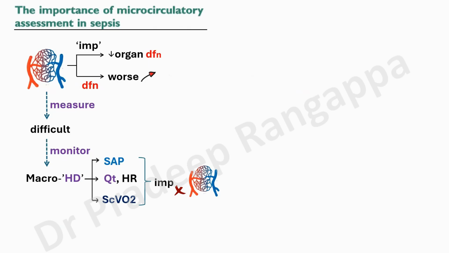Because even though your systemic arterial pressure is good, cardiac output is good, heart rate is good, not necessarily does improvement of this lead to improvement of microcirculation, which means you may improve systemic arterial pressure, you may improve cardiac output, but not necessarily that means that you have been successful in improving microcirculation. But noradrenaline is shown to inhibit the microcirculation or worsen the microcirculation. That is something we need to keep in mind.